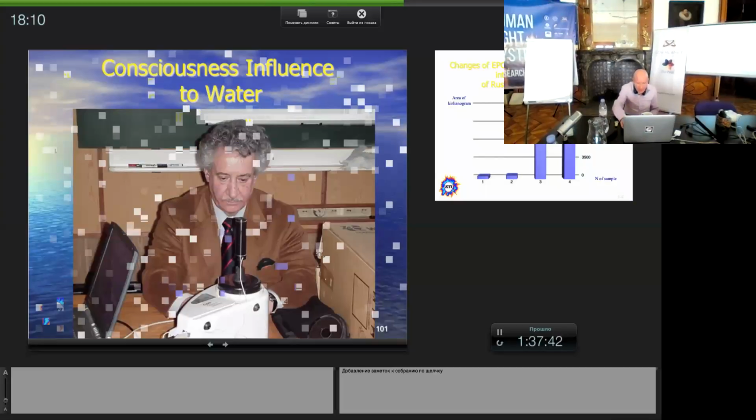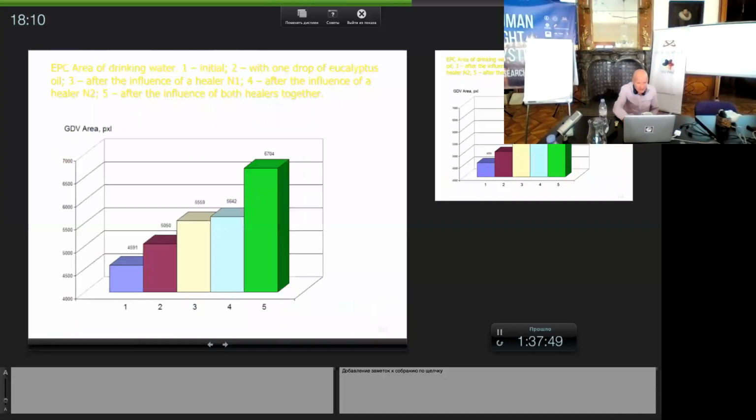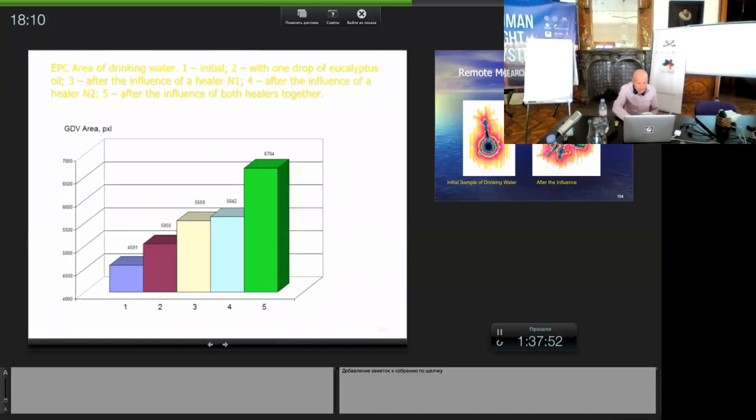It's very funny. This is the influence of human intention on water, before and after human intention. And this is funny: the influence of one healer, then another healer, healer number one, healer number two, and then they're together. You see that the collective influence is much stronger than the individual.